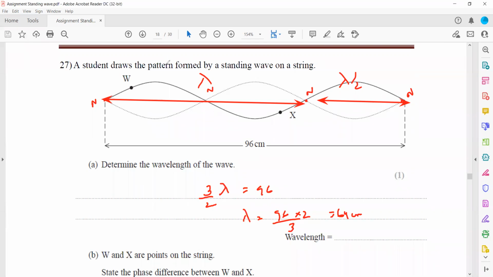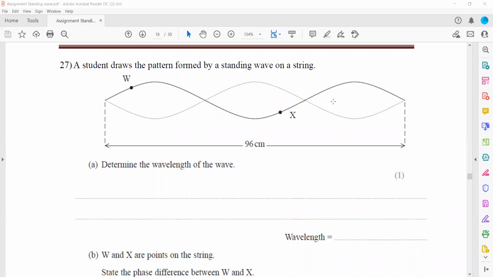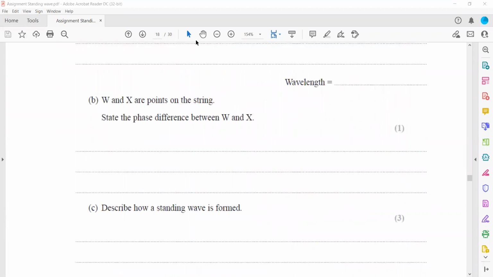Then the 2 points on the adjacent antinodes, like this is an antinode, this is also an antinode. So these particles, W is trying to move down, X is trying to move up. So what is the phase difference between them as they're vibrating in a different manner? So the phase difference will be 180 degrees. So this will be 180.